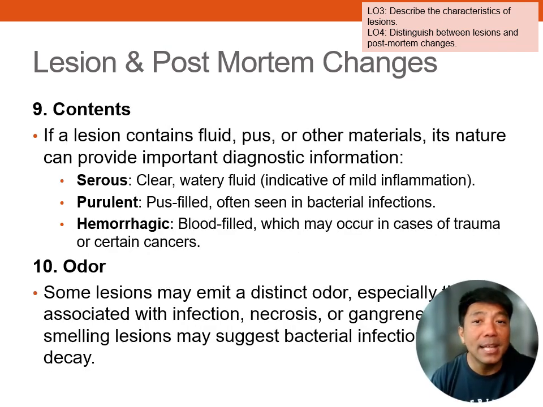If a lesion contains fluid or pus, analyzing its contents can give us further diagnostic information. For example, serous fluid is clear and indicates mild inflammation, while pus often points to bacterial infection. A hemorrhagic lesion filled with blood may indicate trauma or cancer. In some cases, lesions emit distinct odors, which can also be a sign of infection or necrosis.